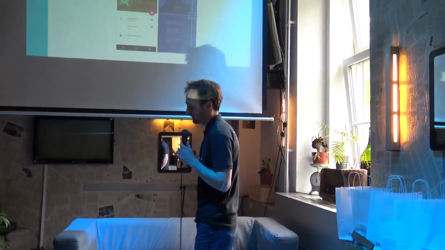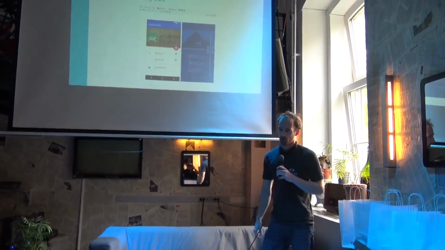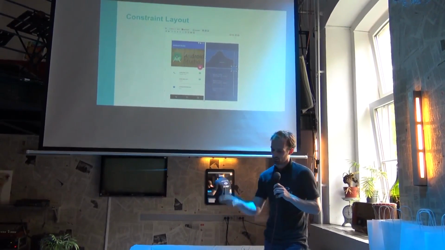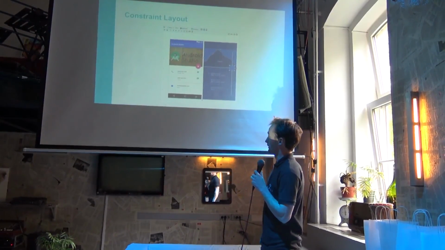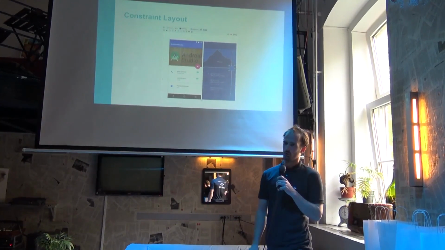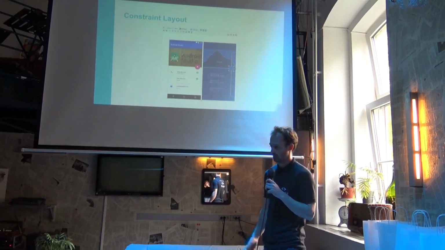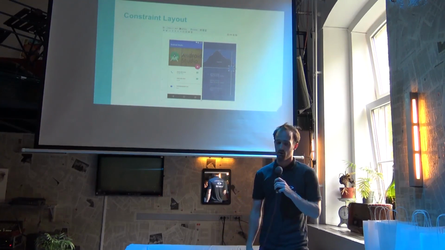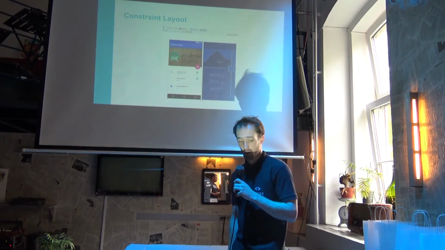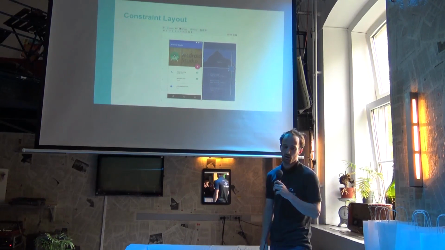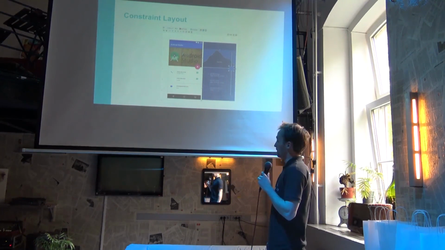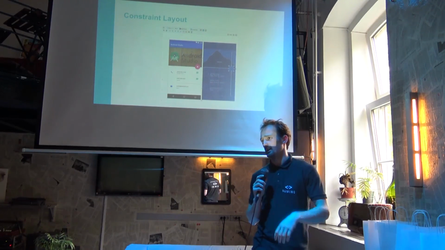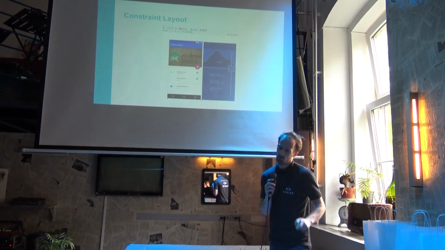Constraint layout. This is a new layout that they provide as a support library. It's still in beta. What's the point of this library? Basically, for every view on your screen, you define dependencies on where it should be based on other views. They want to get rid of the deep layer hierarchy that some apps have now, and with this make the performance of the apps better. It's still in beta, it's not production ready. Something to keep your eye on.